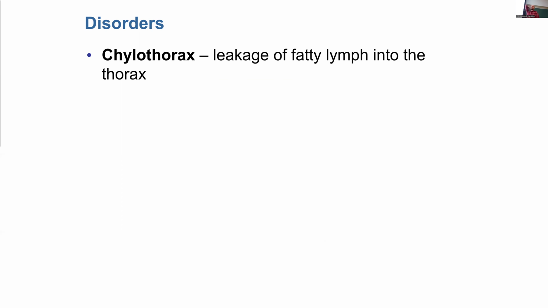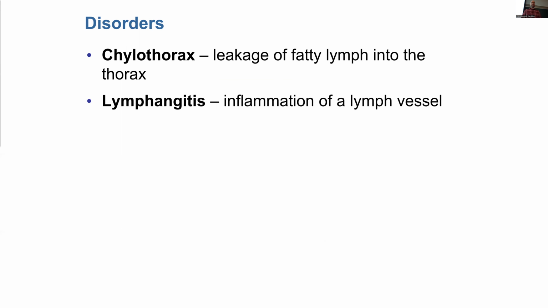Remember, you have those specialized lymph vessels collecting those fats directly from your small intestine. And if something goes wrong, those can leak that highly concentrated fatty solution into your thorax. And that's obviously not good. You can have something called lymphangitis, which is when these lymph vessels get inflamed.